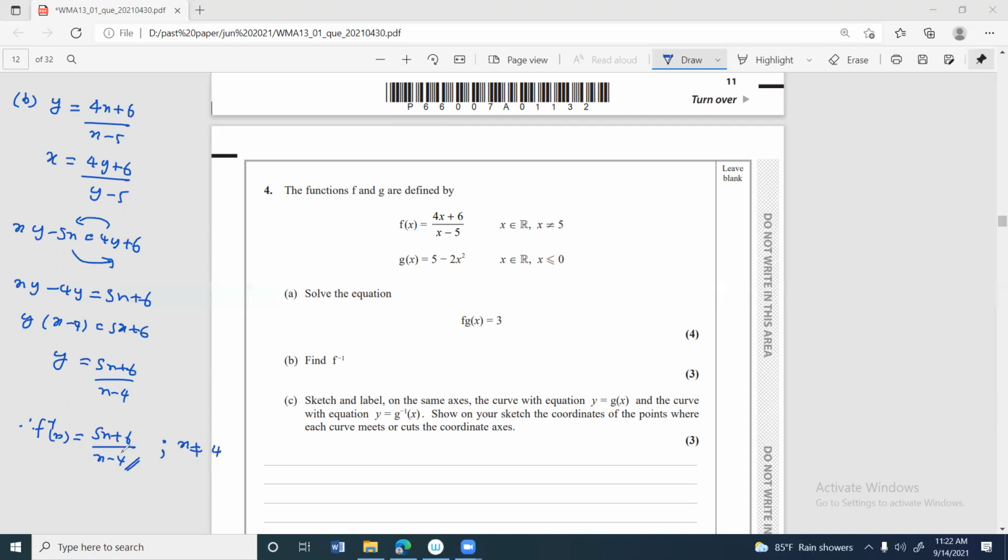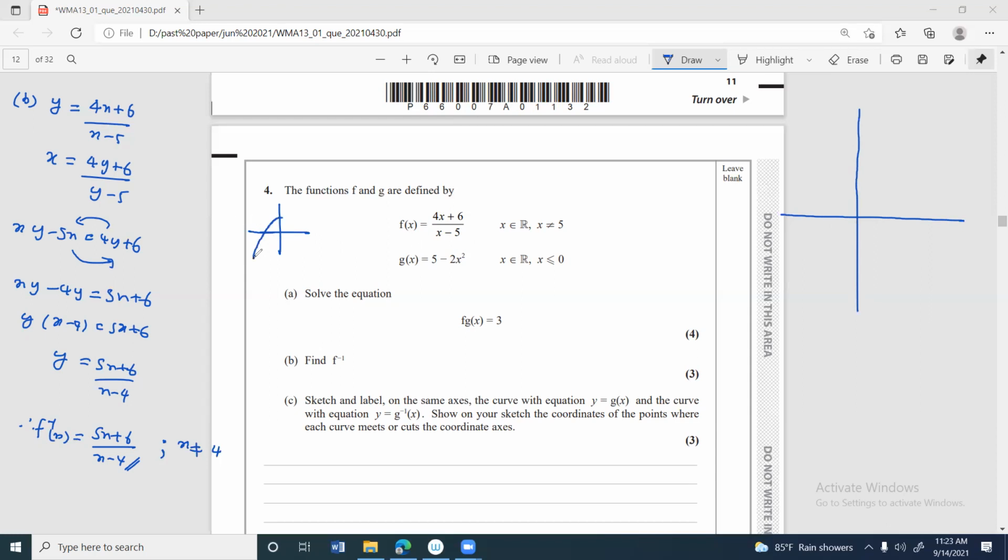Sketch and label on the diagram the axes, the curve with equation y equals g of x, and the curve with equation g inverse x. Sketch the equation. So what you can understand here is that they need a sketch only. Now you can see it's a quadratic graph, 5 minus 2x squared. Therefore, x is for the negative region. So if you draw the 5 minus 2x squared graph, it should be a graph like this.